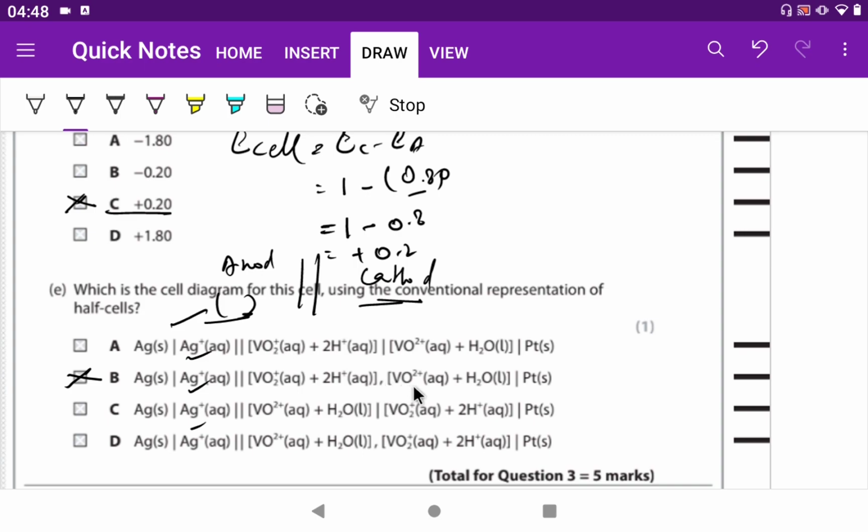Okay, yes. So this is reduced to this. This symbol is not used. This is a comma to represent this. So the correct answer is B.